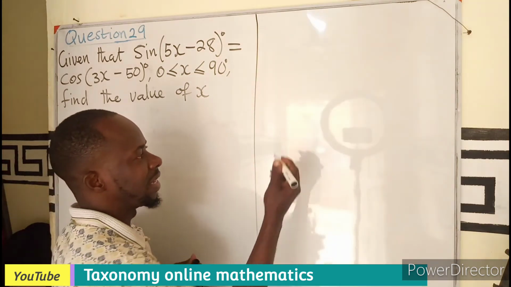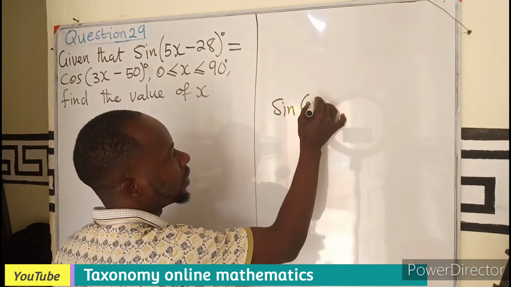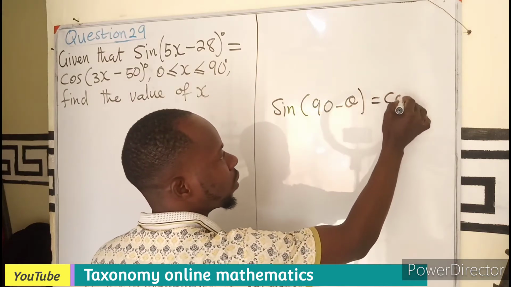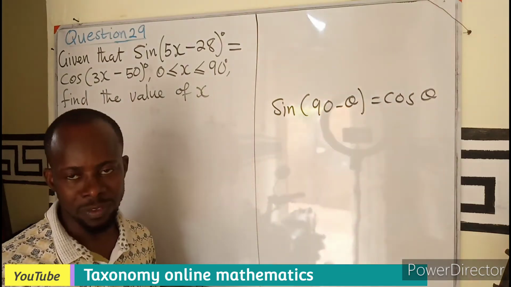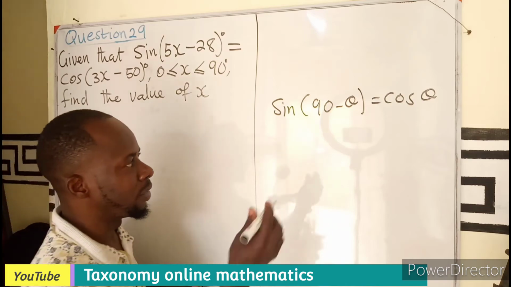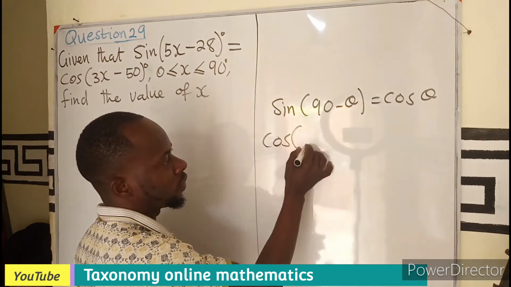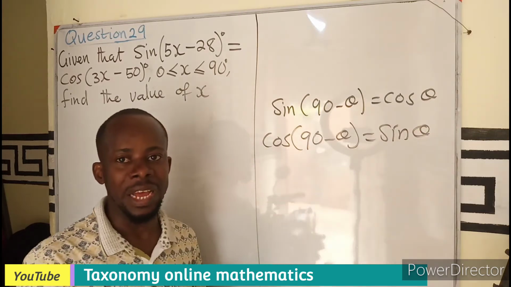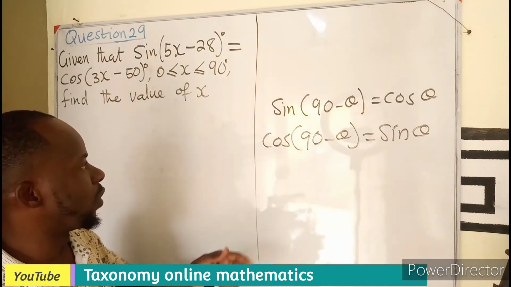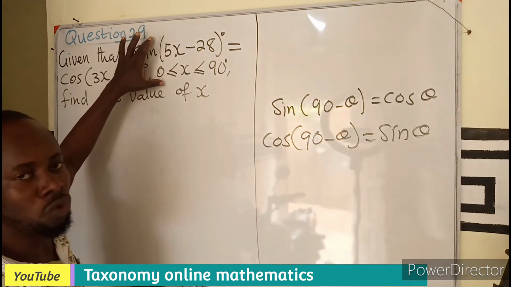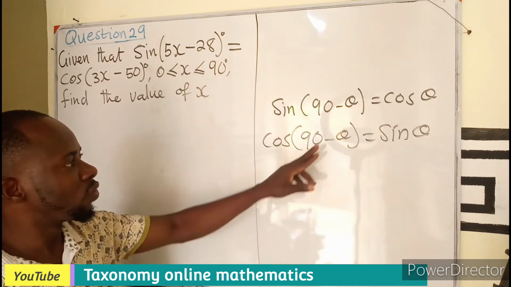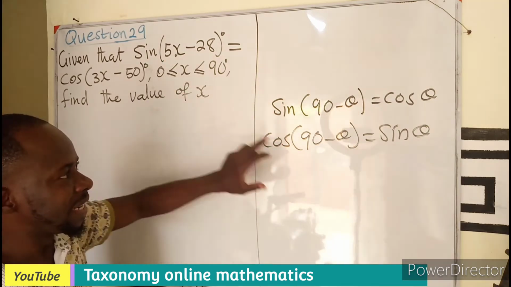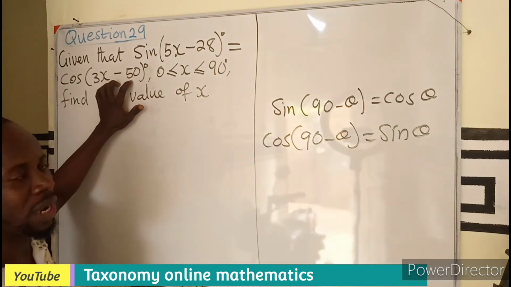We are aware that sine of 90 minus theta, a given angle, is the same as cos of that given angle. This is the complementary angle, and the same is true for cos of 90 minus theta equals sine theta. One of these two properties can be used to solve this, even though both can be used. So the theta we are seeing here is the angle for the sine, and the theta we are seeing here is the angle for the cos.